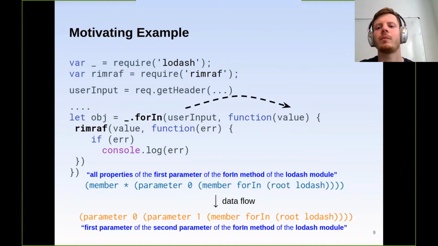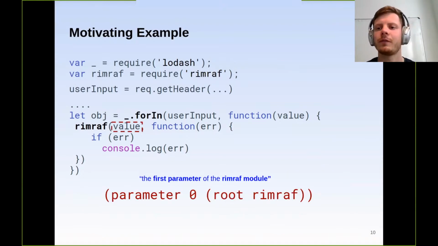A novel concept known as a propagation summary is used to encode facts like this. The flow between userInput and value is encoded by this propagation summary. It consists of two access paths, and it says that all of the properties of the first parameter to the forIn call flow into the first parameter of the callback supplied as the second parameter to the same forIn call. The second piece of information required is that the first parameter of rimraf flows into a sink. That fact is encoded by this access path.